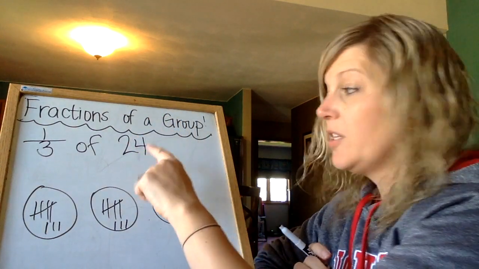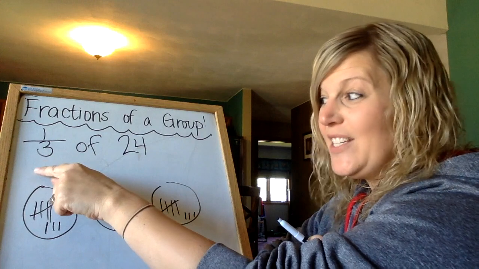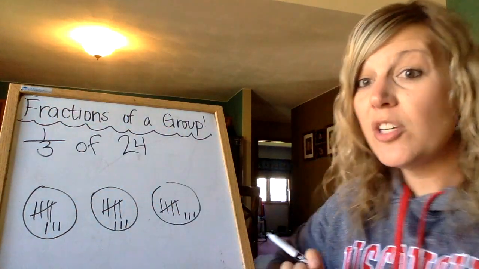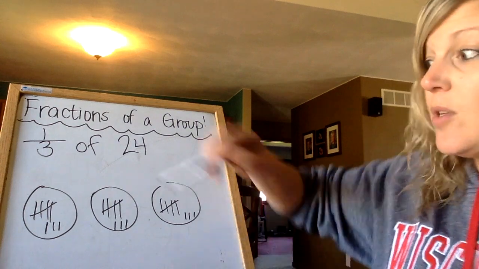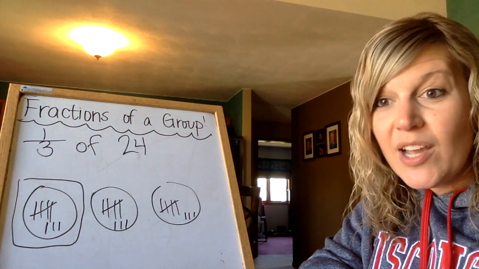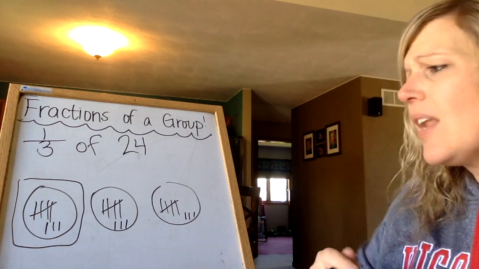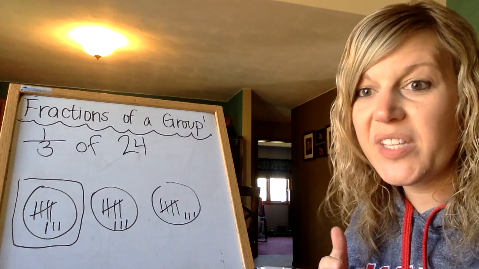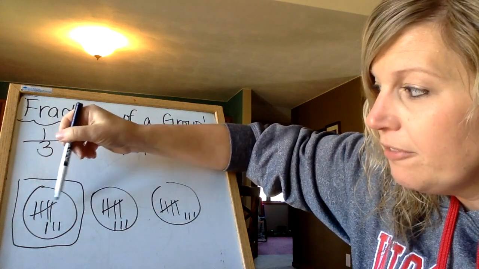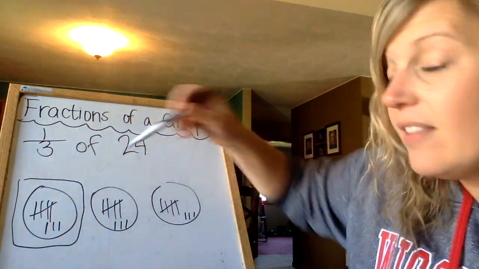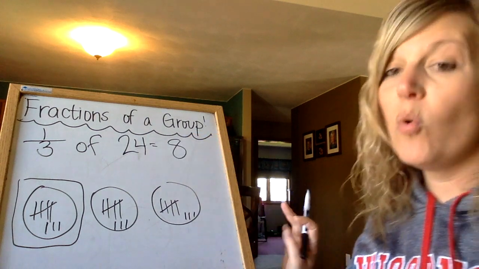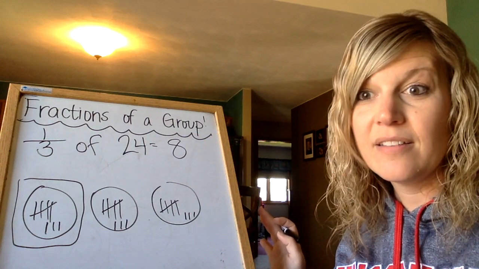We shared 24 things into 3 groups, and since our numerator's 1, we're just going to look at one of those groups. So I'm going to look at one of my circles. You might be looking at one of your groups of cereal, but we should both come up with the same answer. In one group, there are 5, 6, 7, 8 things. So 1/3 of 24 is 8.